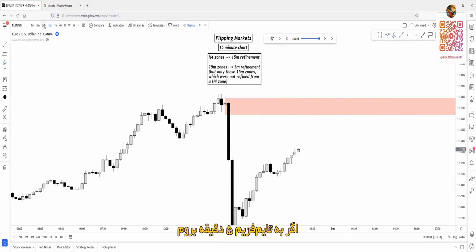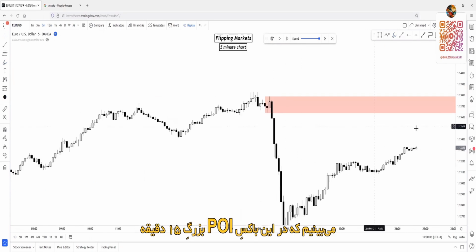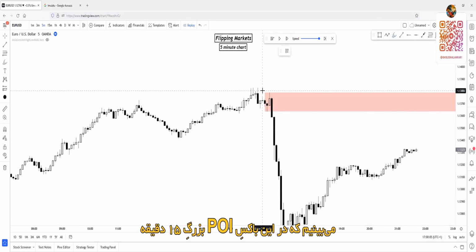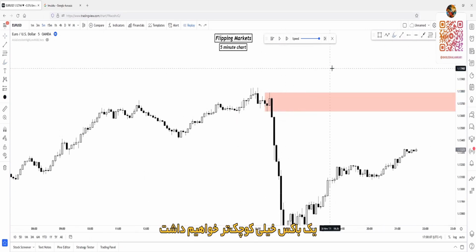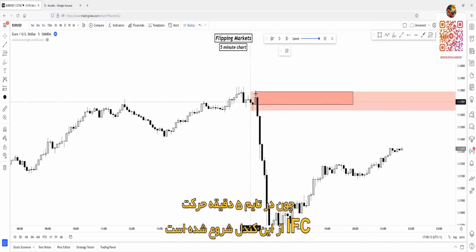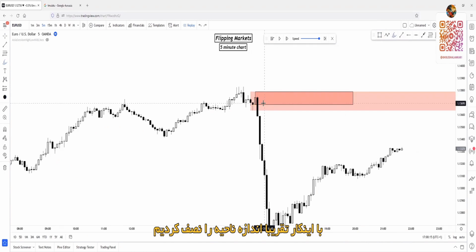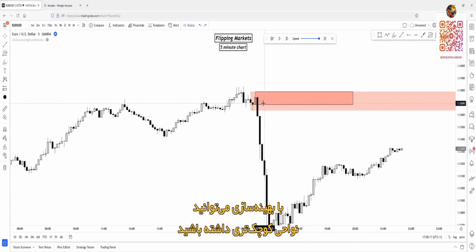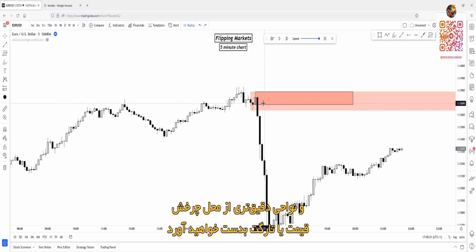If I switch to the 5-minute chart, you will see that inside of this 15-minute POI, this big box, we will have a much smaller box, this one, because the inefficient push on the 5-minute started from this candle. So we almost halve the size of this zone. With these refinements, you can have much smaller zones, and you'll have a more precise area of the possible turning points or target points.